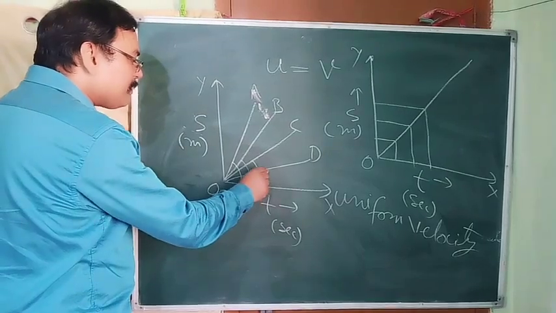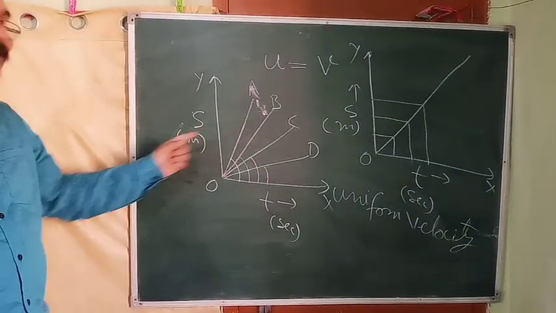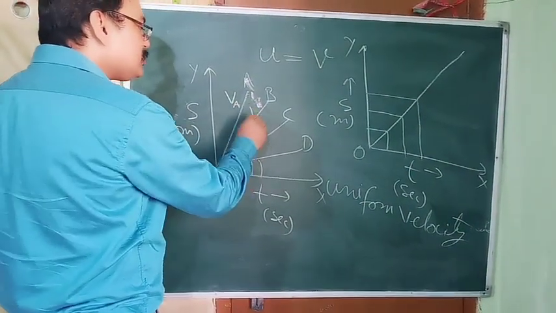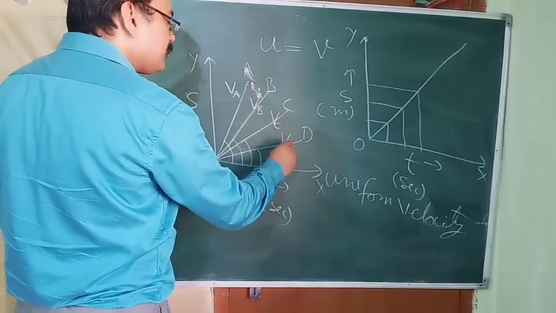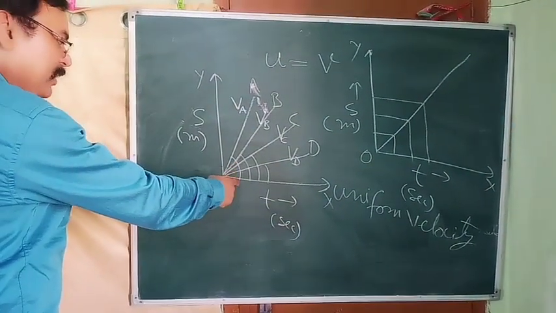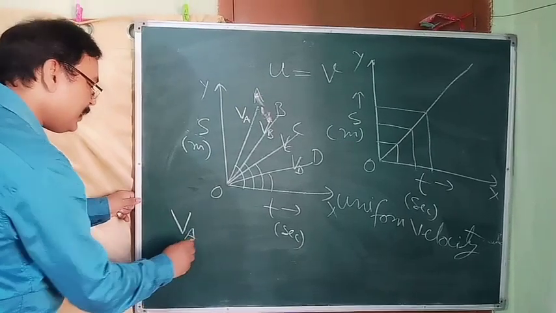So which is going to make more angle with the x-axis? Obviously A. So if the velocity of body A is VA, we can write; if the velocity of body B, we can write VB; velocity of body C, VC; and velocity of body D, VD. So which is making more angle? Obviously A is making more angle. So velocity of body A will be highest.